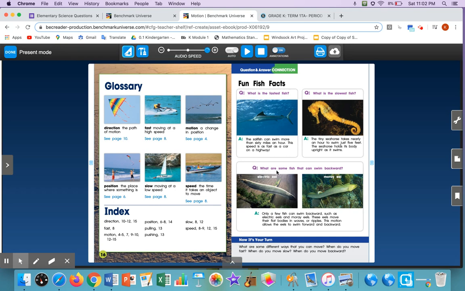Question. What are some fish that can swim backward? The electric eel and the moray eel. It's A for answer. It says only a few fish can swim backward, such as electric eels and moray eels. These eels move their flat bodies in waves or ripples. This motion allows the eels to swim forward and backward. That was a cool informational text we just read.